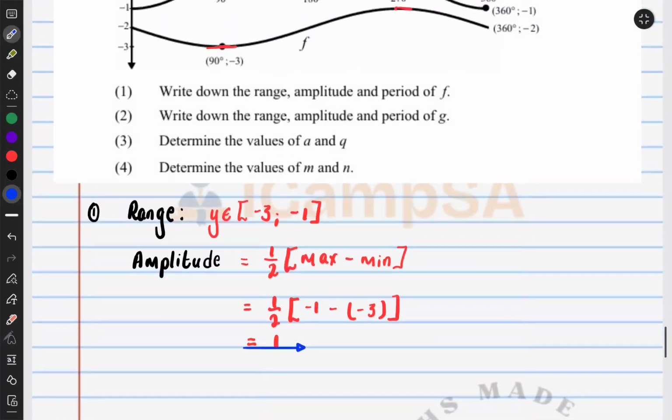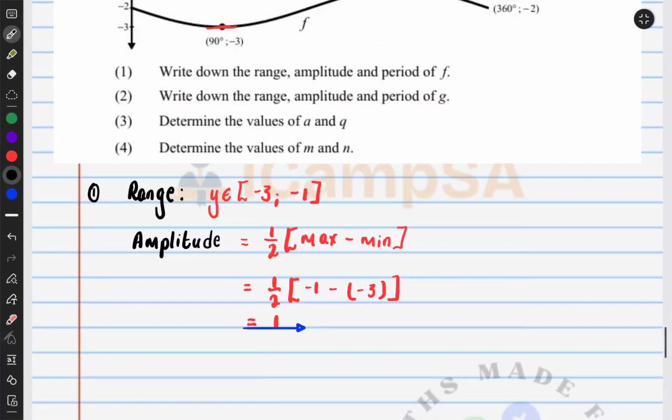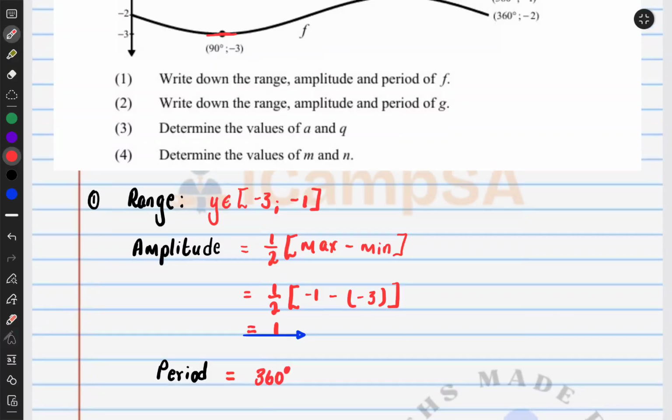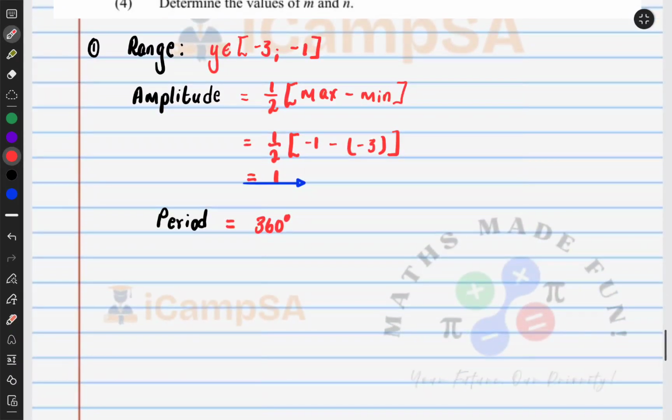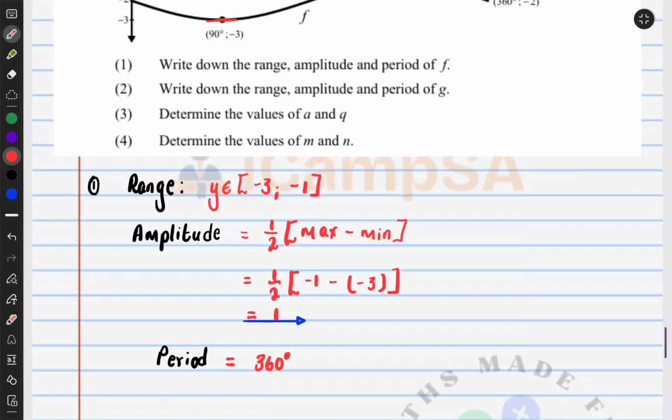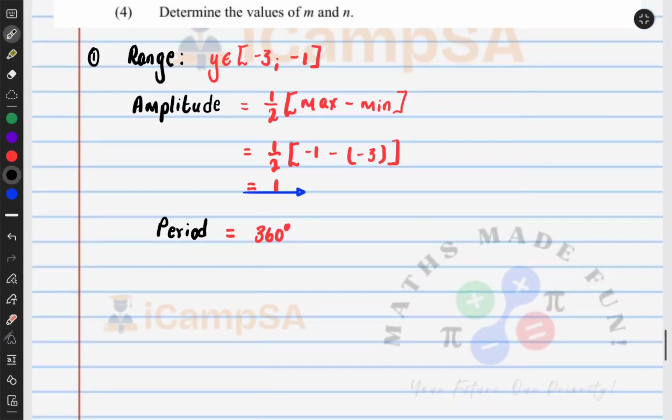And then next is the period. What is the period for the sine and the cosine function in grade 10? Most of the time, the period is equal to 360 degrees. Also, just by looking at the sketches that we have here, you can see that it takes 360 degrees for the function to complete one cycle. Okay, so that is that for number one. Let's go to number two.